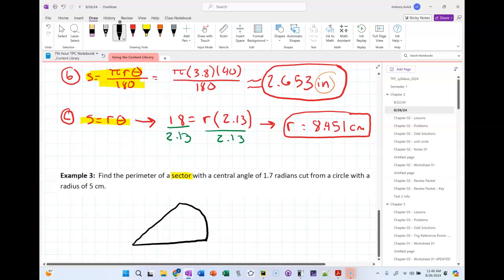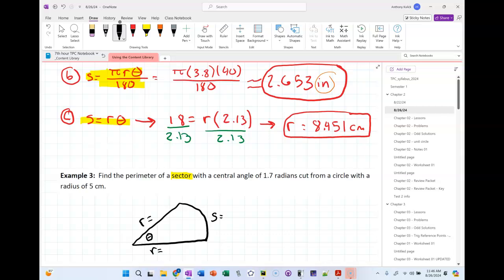So a sector kind of looks like this, right? Each of the straight sides of our sector is a radius. The curved side is the arc length. And that central angle, the angle in our sector, is the central angle.